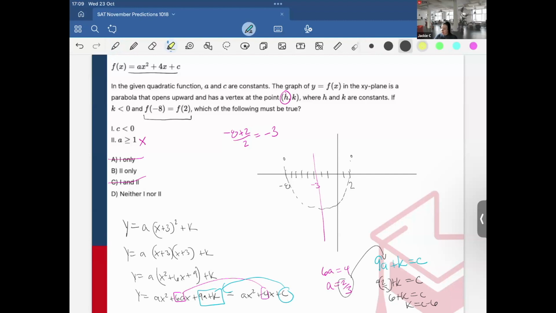And also in the problem, I'm told k is less than 0. I know k is equal to c minus 6, so I can say c minus 6 is less than 0. So c is less than 6. So must be true, it's not less than 0. It's less than 6. Also not true. So therefore, I can safely deduce that this is neither 1 or 2. Oh my goodness, how amazing.